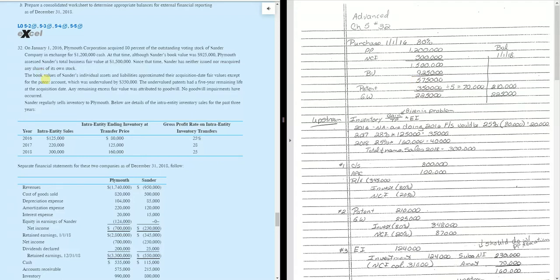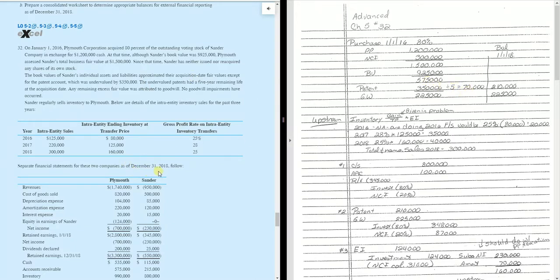It says the book values of individual assets and liabilities approximated their acquisition fair value except for a patent, which was undervalued by 350,000. So I have a patent, 350,000, and any excess is attributable to goodwill and no impairments have occurred. So I can assign 350 to the patent and the excess 225 goes to goodwill. It tells me the patent has a 5-year life, so I divide by 5 is 70,000.